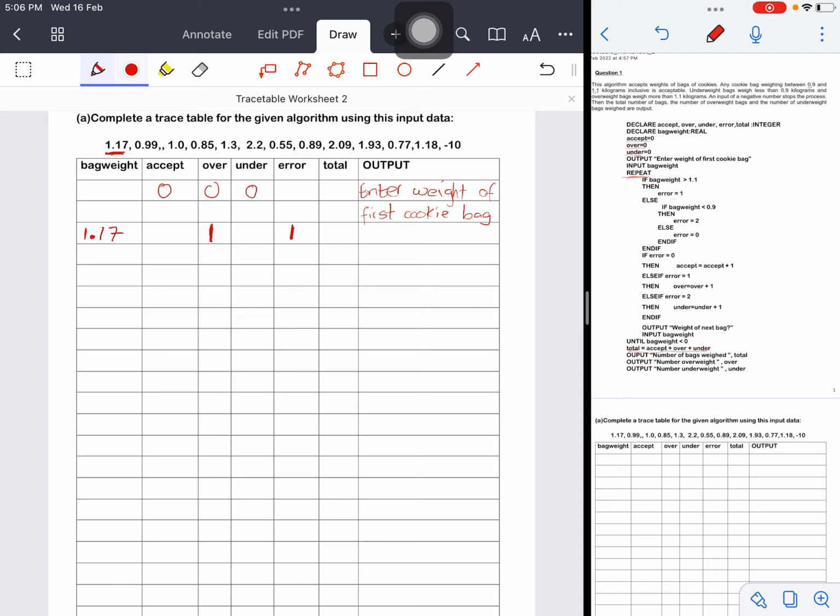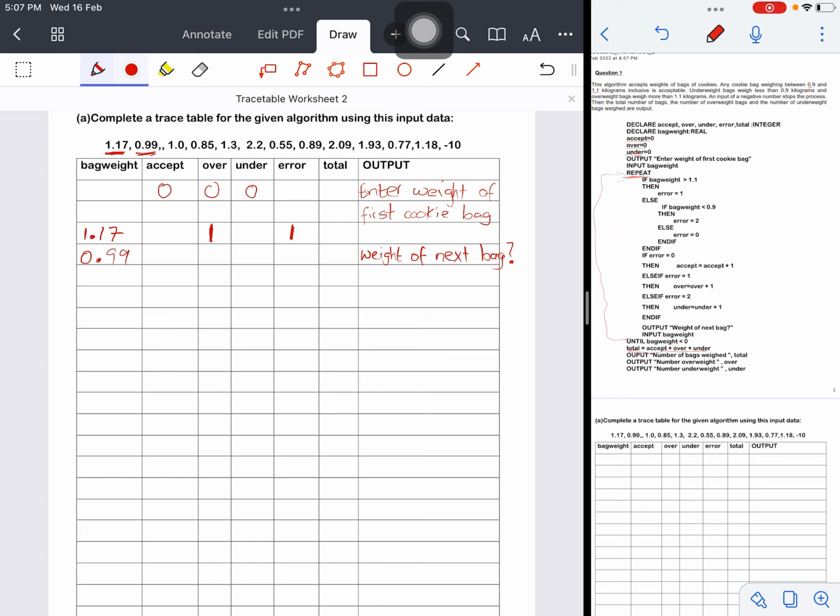Then it says output weight of next bag. Okay, so we type in weight of next bag, with a question mark there. Then it says input bag weight. So the next bag weight is 0.99, so we place 0.99 there. And then we go back, it says until bag weight is less than zero. Bag weight is not less than zero, it's more than that, so we have to go back and repeat.